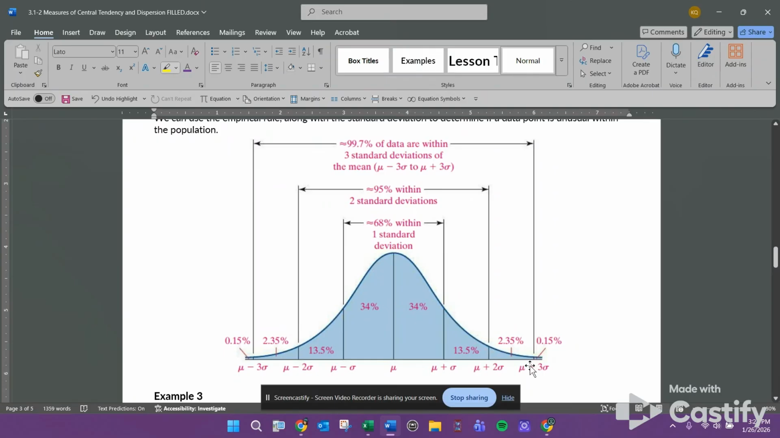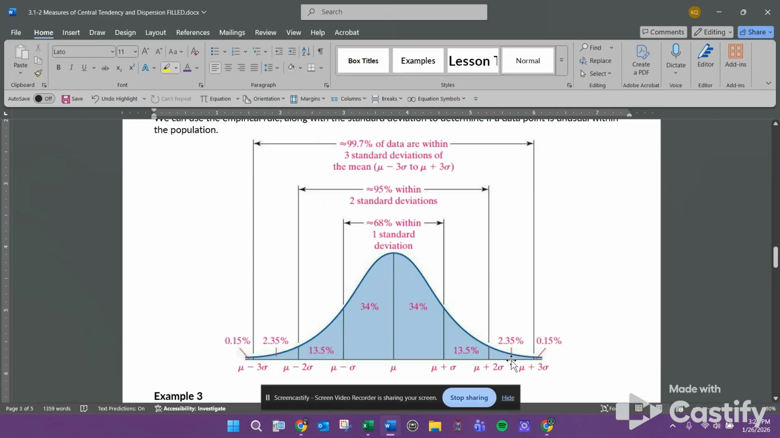Statisticians have done enough research to understand that between 1 below and 1 above standard deviations from the mean, 68% of our data lies within that standard deviation, meaning 34% of it below the mean and 34% of it above the mean. We've also done enough research as statisticians to know that 2 standard deviations away contains 95% of our data. 34 and 13.5 on this side, 34 and 13.5 on this side.